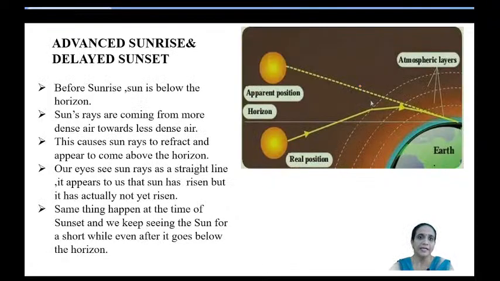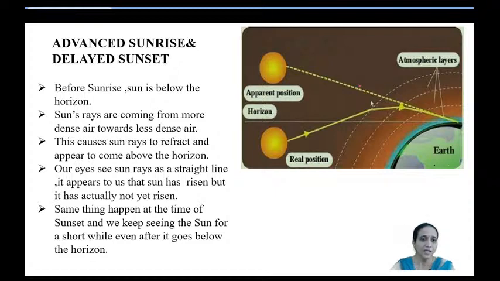Advanced sunrise and delayed sunset. Before the sunrise, the sun is below the horizon. The sun's rays are coming from dense air towards less dense air. This causes sun rays to refract and appear to come from above the horizon. Our eyes see sun rays as a straight line. It appears to us that the sun has risen, but it has actually not yet risen. This is called the advanced sunrise. Only 2 minutes before the actual sunrise you will see this.